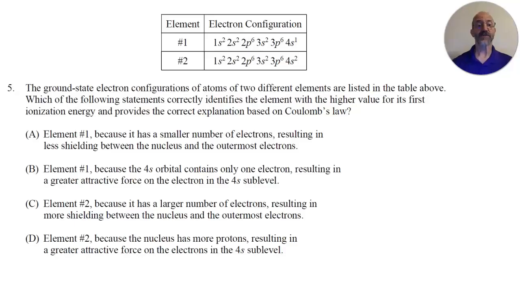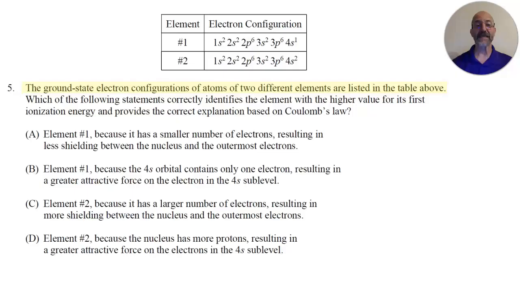Question 5 starts with the ground state electron configurations of atoms of 2 different elements are listed in the table above. And then it asks, which of the following statements correctly identifies the element with the higher value for its first ionization energy and provides the correct explanation based on Coulomb's law?